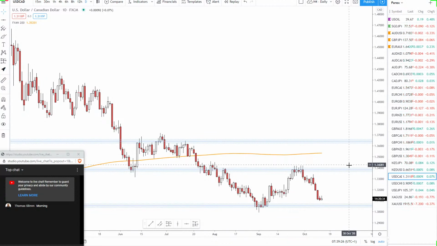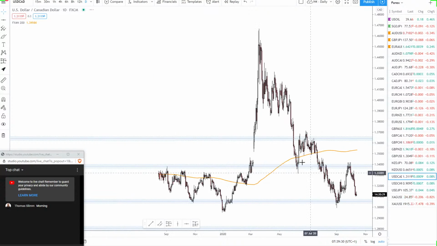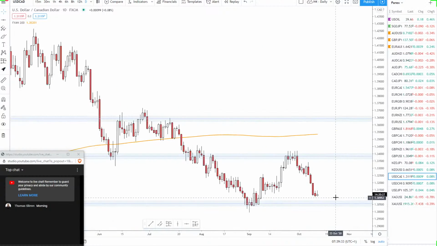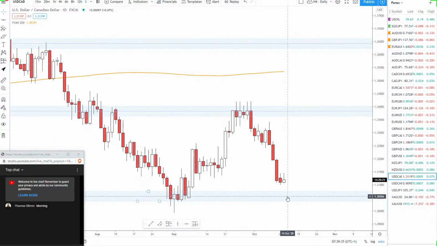USDCAD's had a pretty big drop down since last week. It is overall trending down. I'm very, very interested to see what happens at this support area. So there is definitely potential for a long trade, but if it smashes straight through, I'll be looking for a pullback.